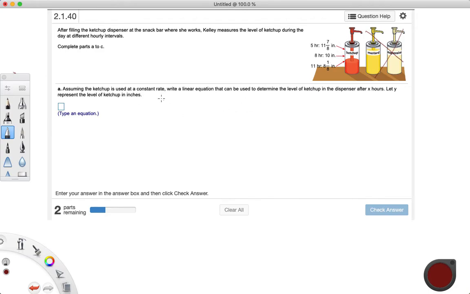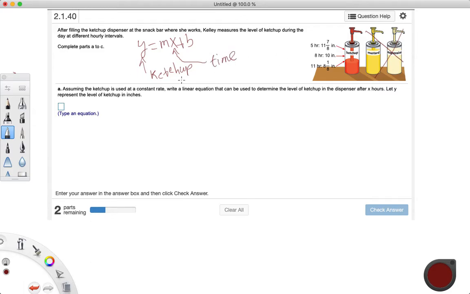Anyway, moving on. Okay, so we want an equation in slope-intercept form that represents how much ketchup is in the bottle based on how much time has passed. So ketchup in the bottle is y. Ketchup. My pen's acting weird. And time.